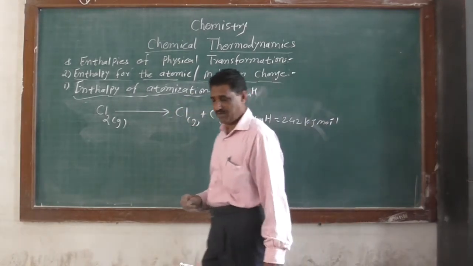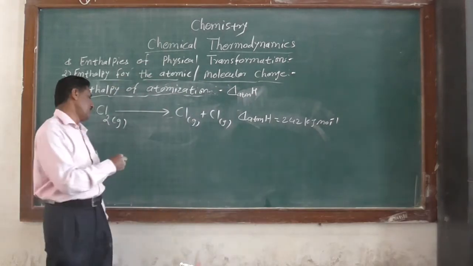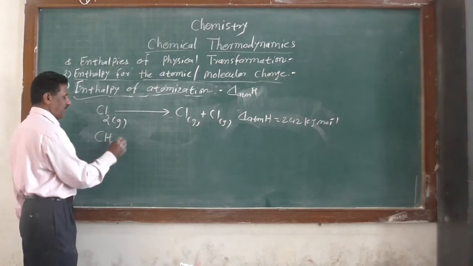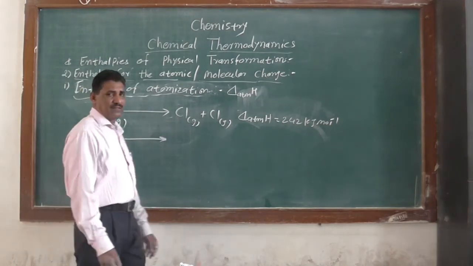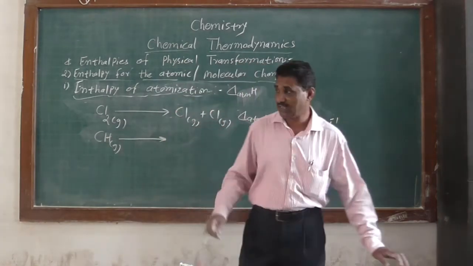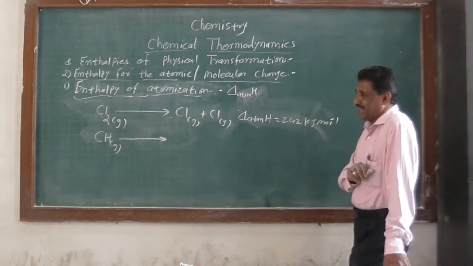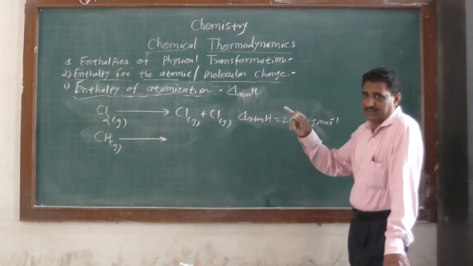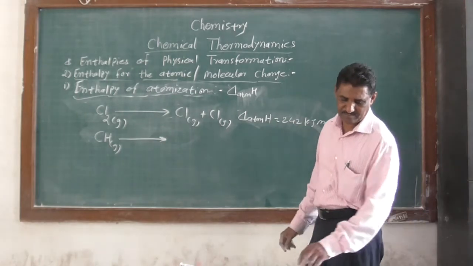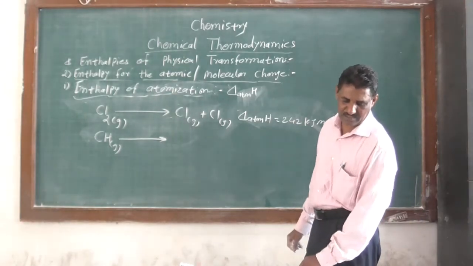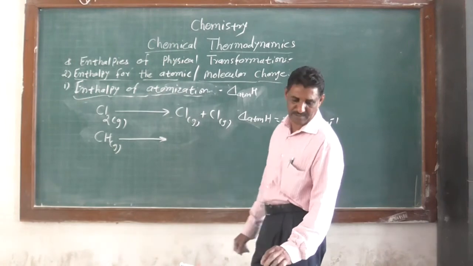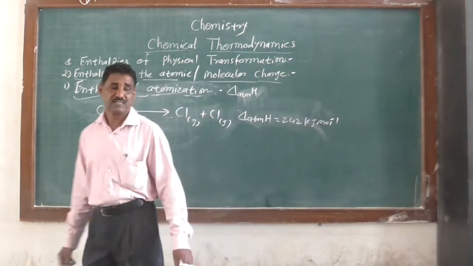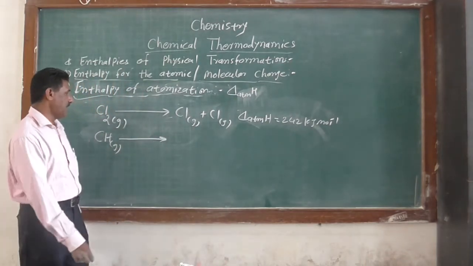Here is another example, CH4, methane. This is an organic compound. The change in enthalpy when one mole of a substance dissociates into atoms or radicals is called the enthalpy of atomization.